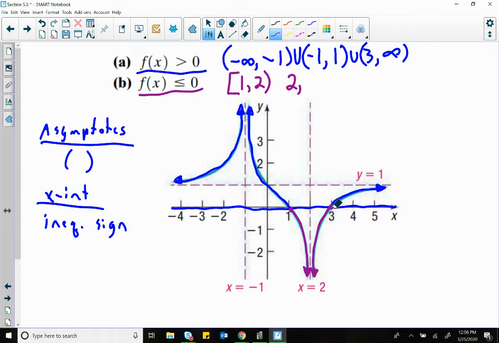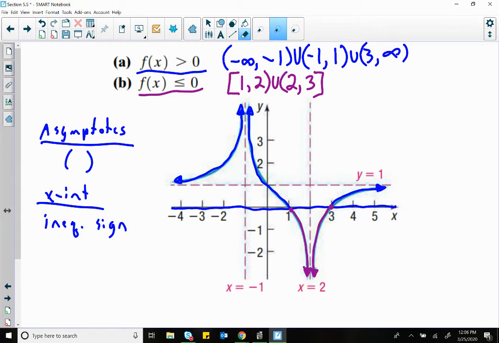And it goes up to the x-intercept 3. Okay? So since 2 is an asymptote, parenthesis. Since 3 is an intercept, we revert to the sign. The sign is equal to, so it's a bracket. And there is the answer for that.